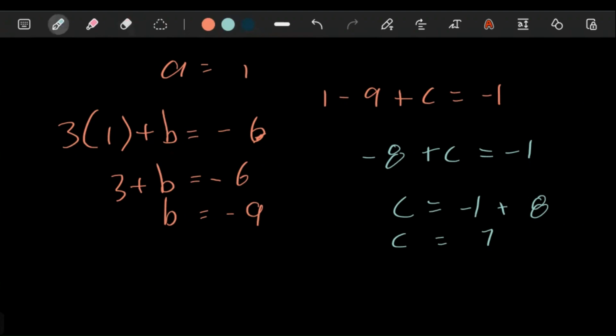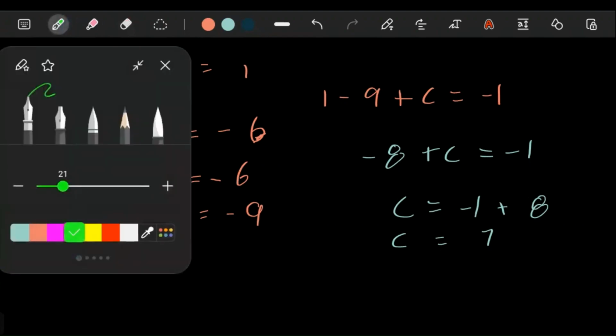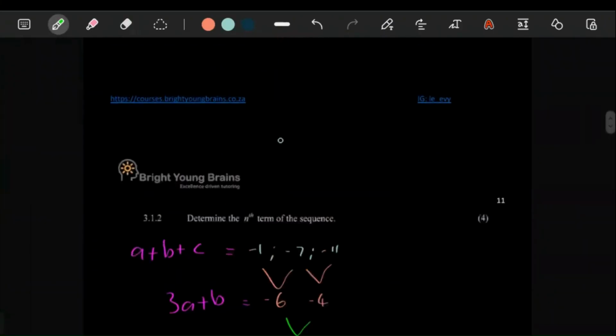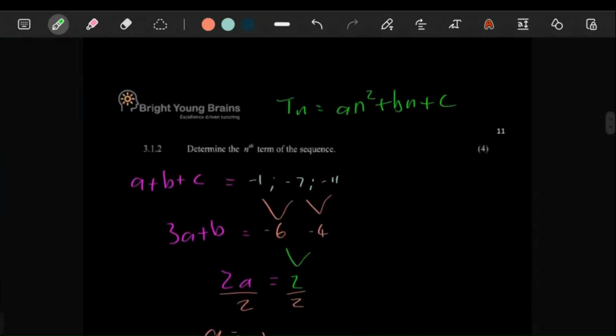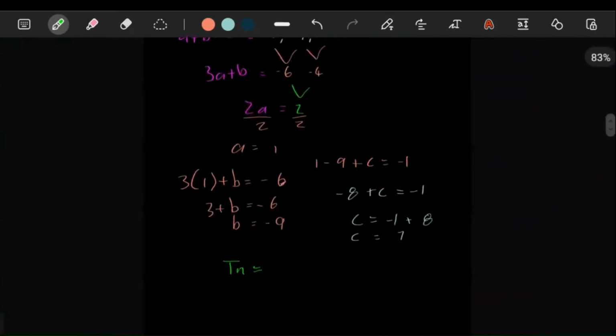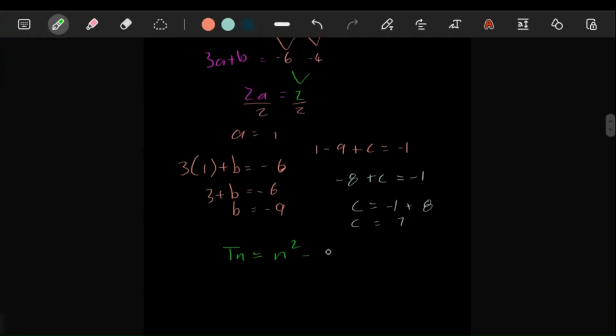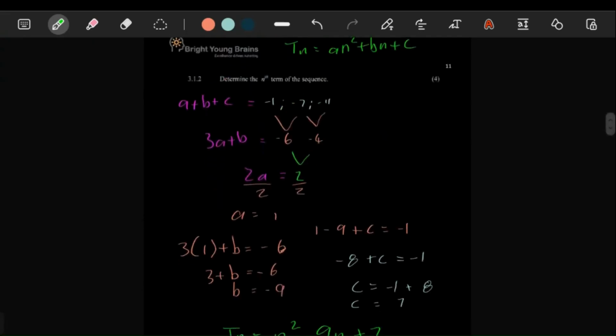Because they wanted us to get the general term, it means we need to give them the full sequence. Tn is equal to, remember, the general term in its standard form looks like this. So we have to put a value for A, B, and C. A is 1, so we're going to have here n squared. B is -9, so it's like -9n, and then plus 7. There we go. So, excuse me, let's move on.